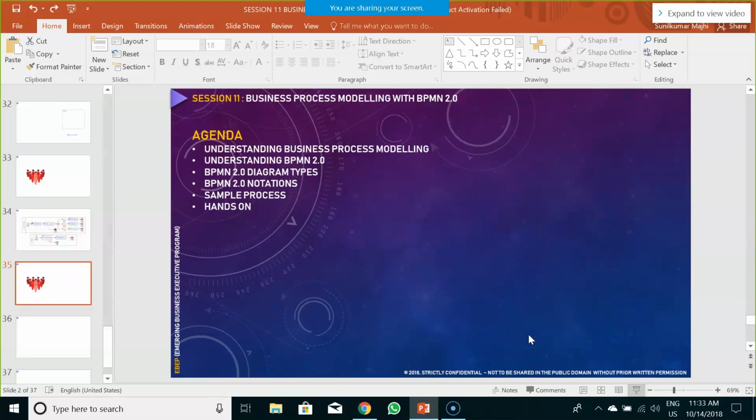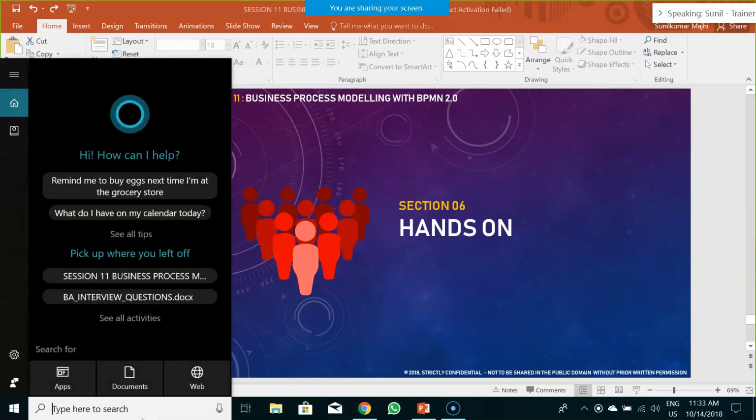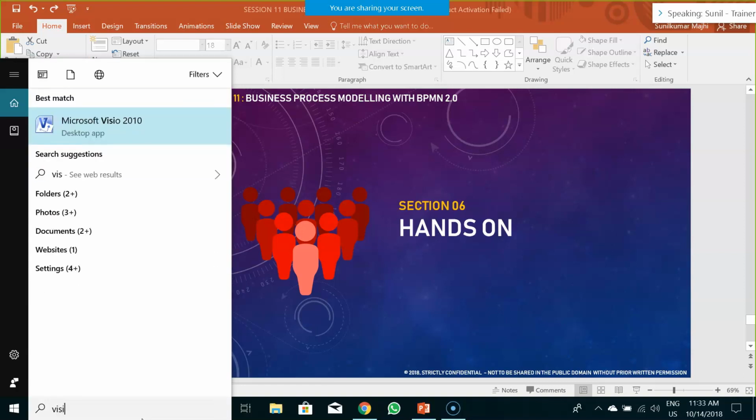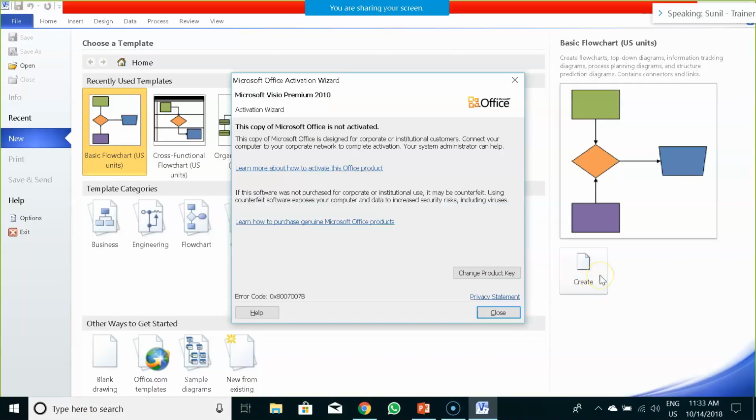Now we will see a swim lane based on our project work. Before that, any questions, anyone? We would be using Visio for it. We would create some of the swim lanes.